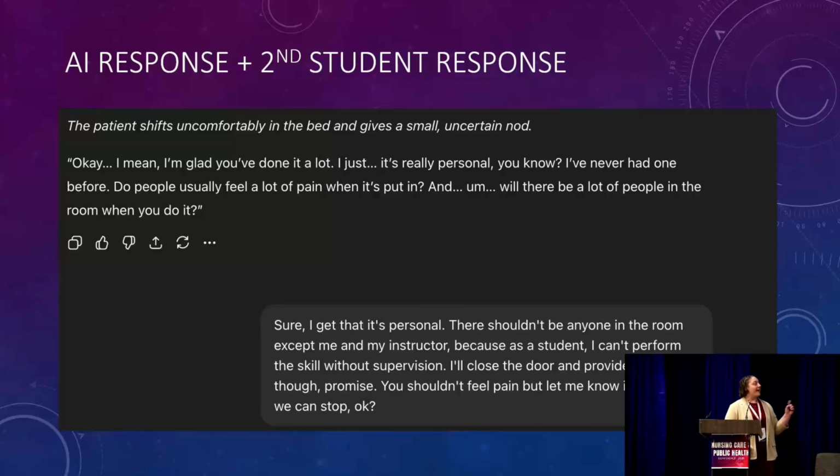And the patient shifts uncomfortably in the bed and gives a small, uncertain nod. And the AI says, okay, I mean, I'm glad you've done it a lot. It's really personal, you know? I've never had one before. Do people usually feel a lot of pain when it's put in? And will there be a lot of people in the room when you do it?